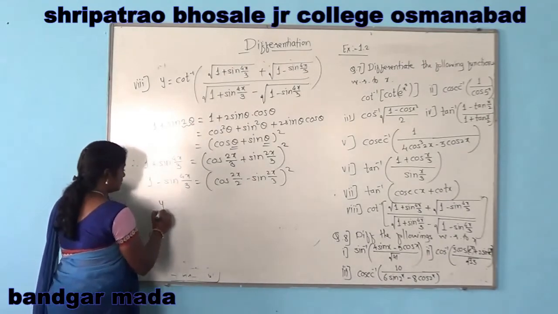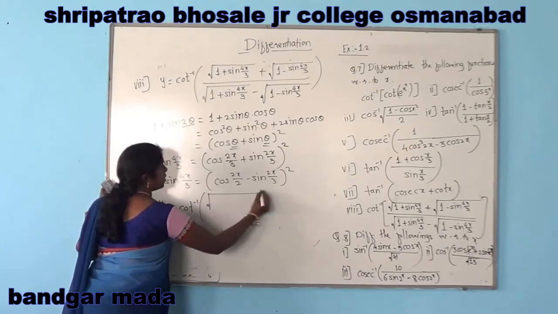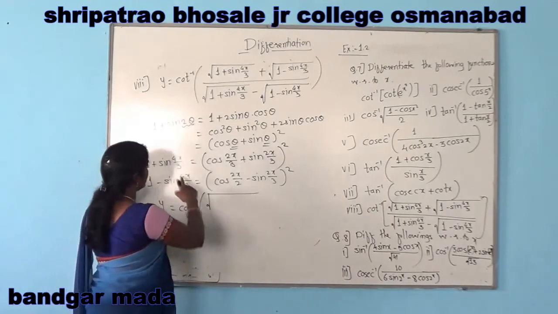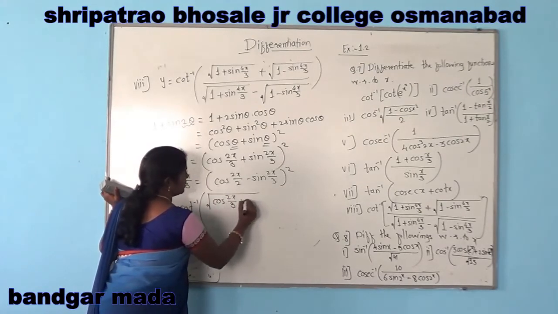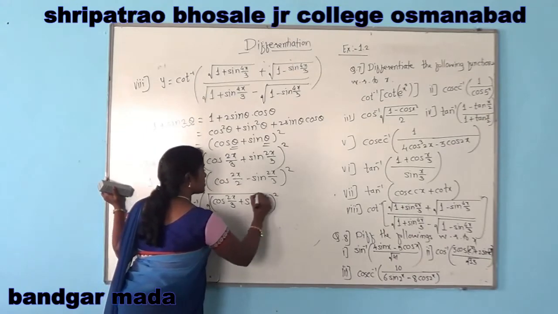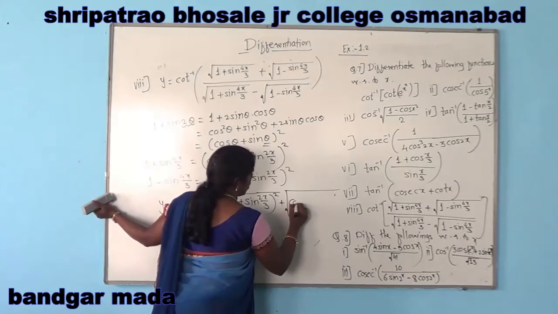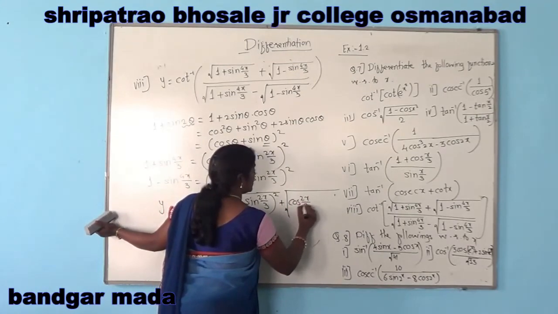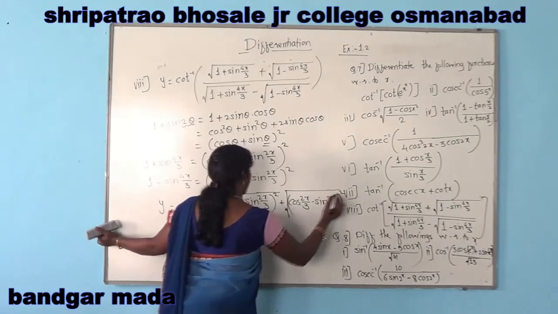So y is equal to cot inverse of under root 1 plus sin 4x by 3, that is cos 2x by 3 plus sin 2x by 3 bracket square, plus under root cos 2x by 3 minus sin 2x by 3 bracket square.